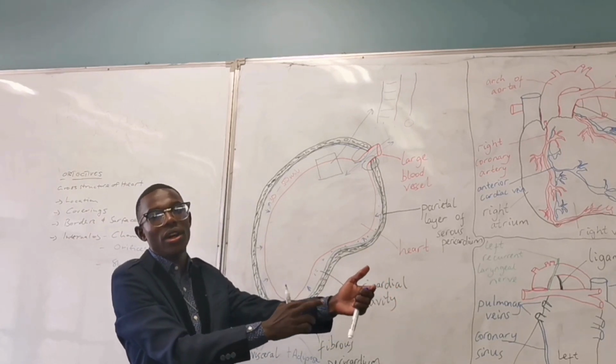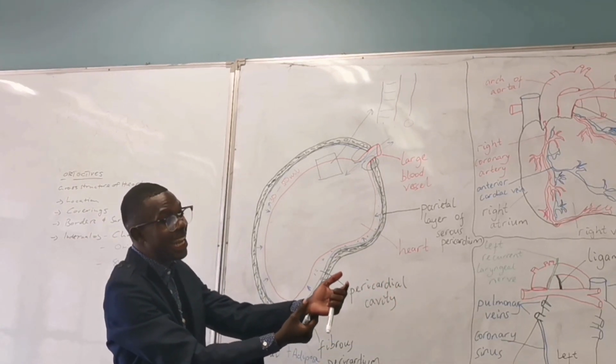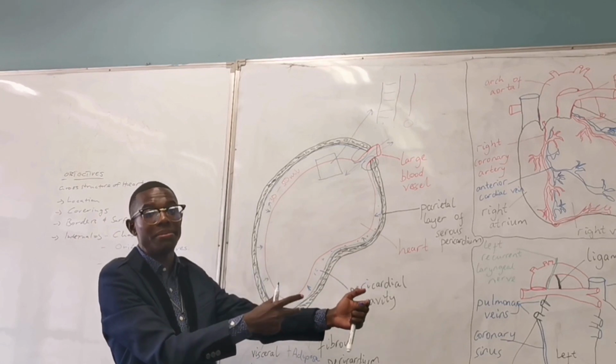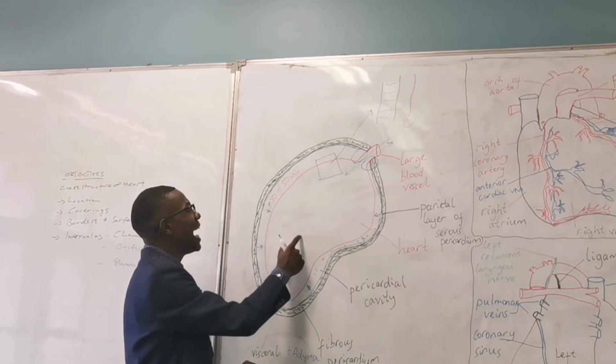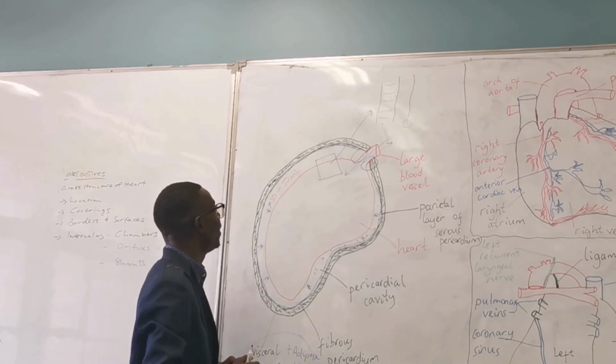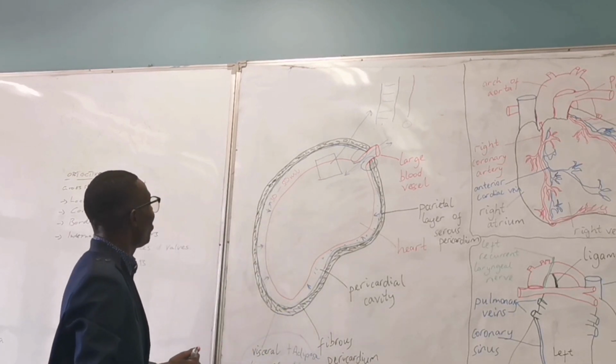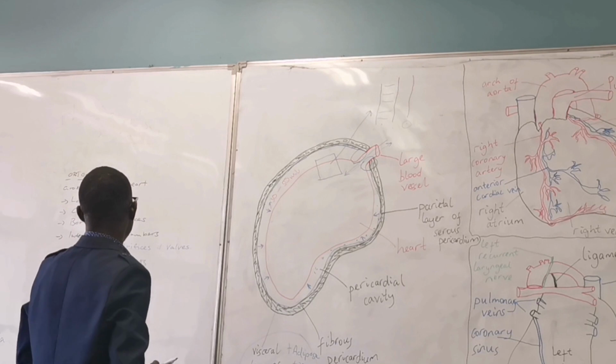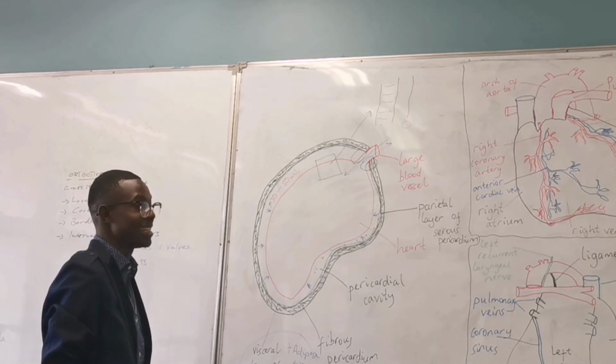So the pulses that are obtained in the upper limb are going to be low. Why? Because the heart will not be contracting very well. So that is the covering of the heart.